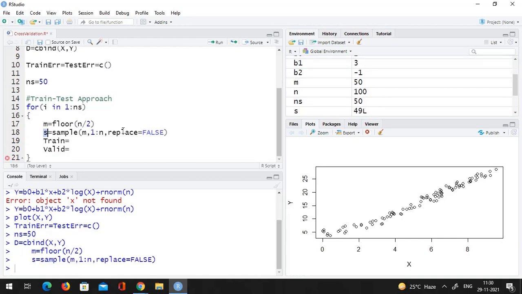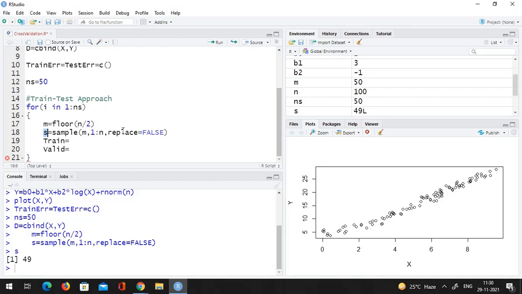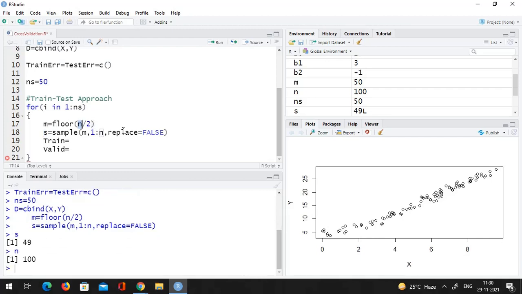Good, nobody knows, but it didn't give errors. Okay, interesting. There is some issue. N is 100, but still it gave me a sample of size 1. So what is the problem?